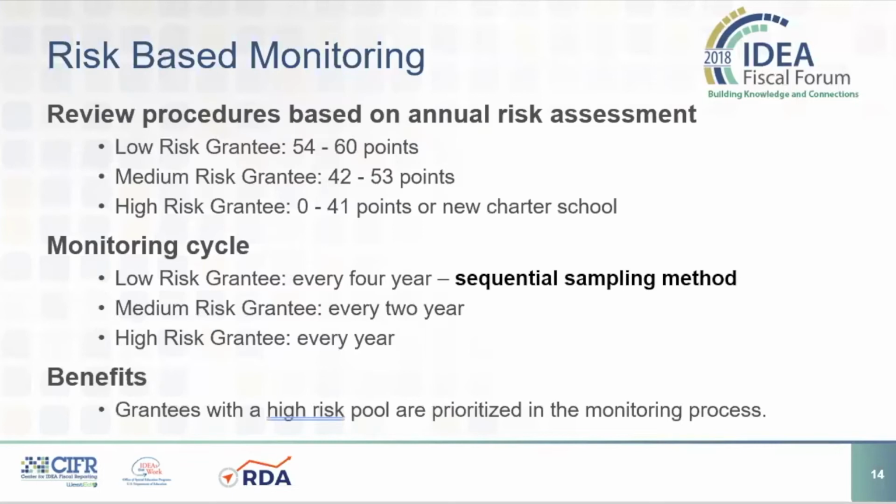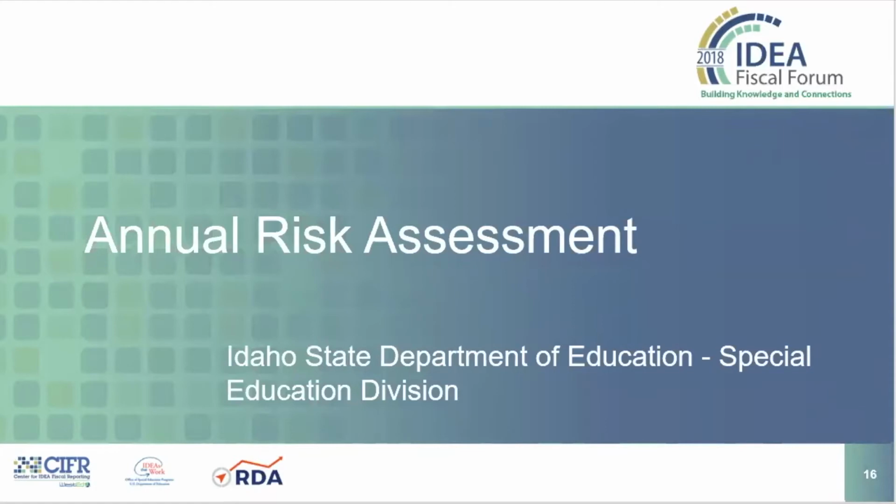And when the LEA is in the high risk pool, they will go through the fiscal monitoring every year until they are removed. And what is the benefit of this selection method? It's that grantees in the high risk pool are prioritized in the monitoring process. So if there is a need for assistance now, they're not going to wait 3 years from now. Now I will move on to the annual risk assessment.